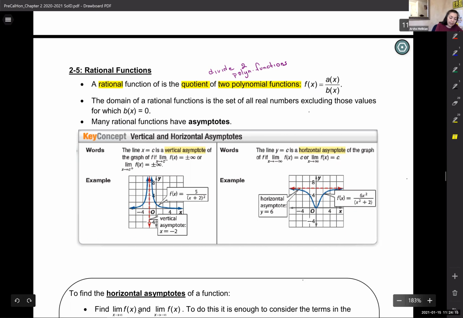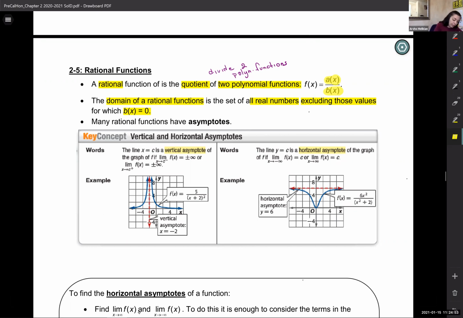Okay? Just like how this looks here. So you have one polynomial function a of x divided by another polynomial function b of x. Now, once you introduce another function in the denominator, then you're obviously affecting the domain, right? Because the domain of rational functions is all real numbers except those values for which the denominator is 0. Okay?